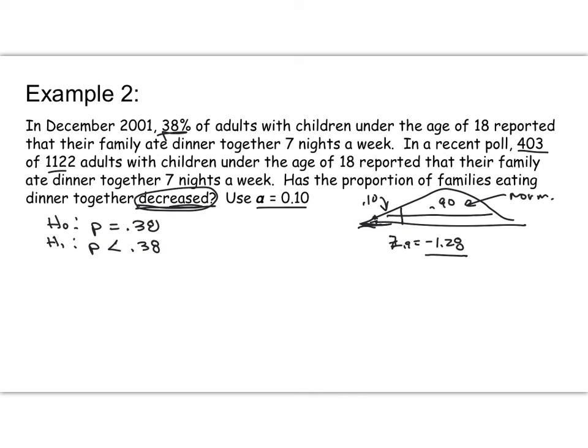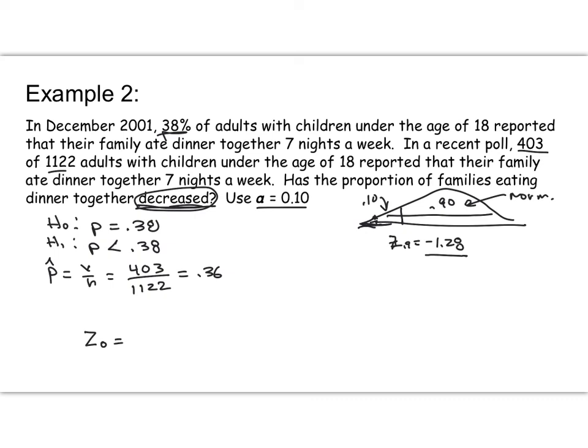All right, so I need to find my proportion estimate, and that's going to be x over n. So that's 403 over 1,122. And that is a proportion of 0.36, which is less than 0.38. Let's see if it's statistically significantly less than 0.38 to warrant rejecting our null hypothesis.